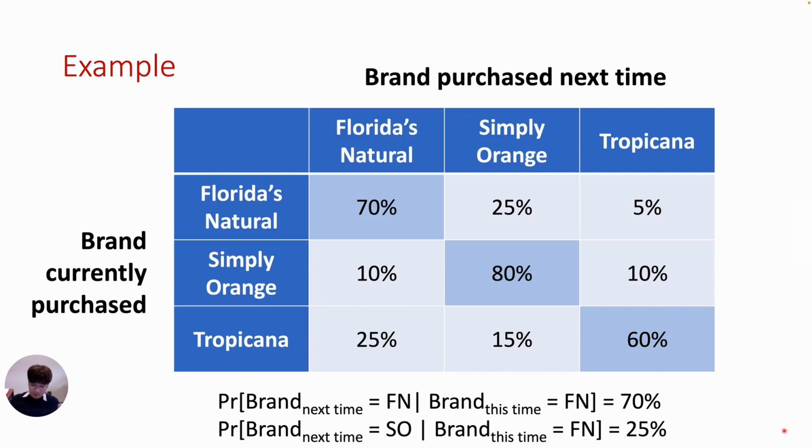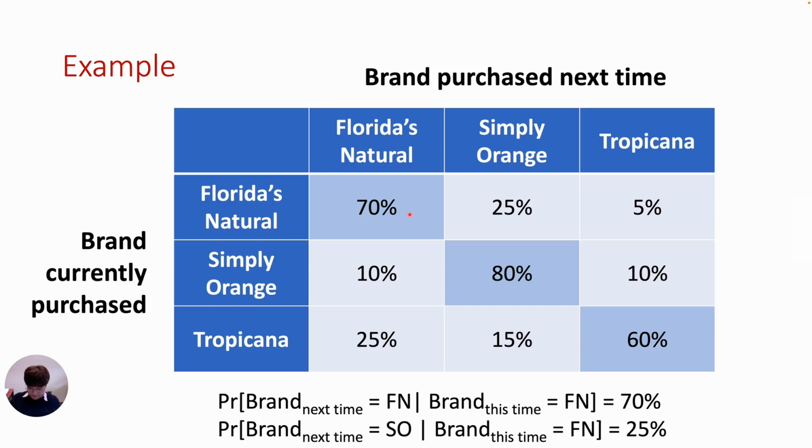For example, suppose that the customer bought Florida's Natural this time. The current purchased brand is Florida's Natural, so we need to look at the row of Florida's Natural. Then, let's think of the probability of Florida's Natural being purchased again next time. The brand purchased next time is Florida's Natural, so we need to look at the column of Florida's Natural in the row of Florida's Natural. That is this 70%.